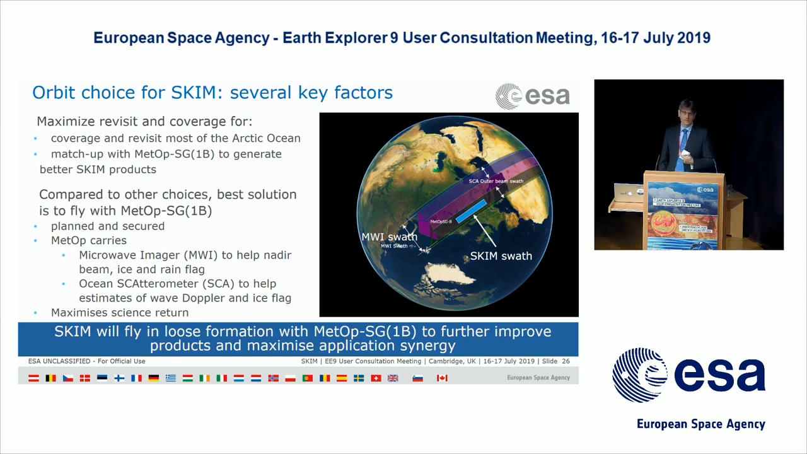And you can have many, many different orbits that would satisfy these requirements. And so you have to choose one. And we've chosen to fly with METOP SG-1B. And the reason is that it's an operational mission, and it carries two instruments, MWI and SCA.